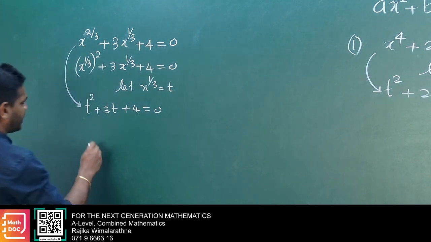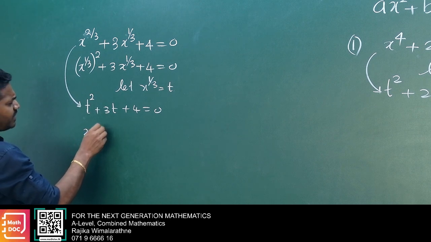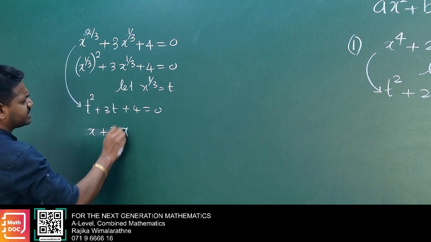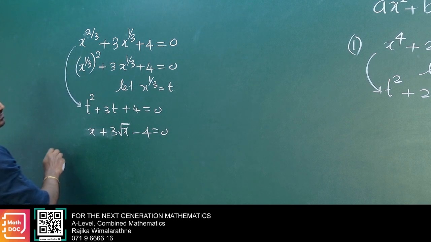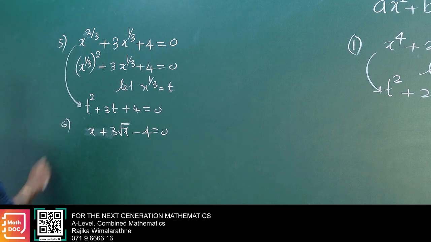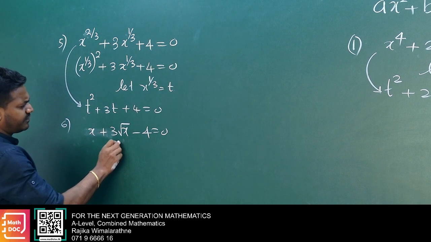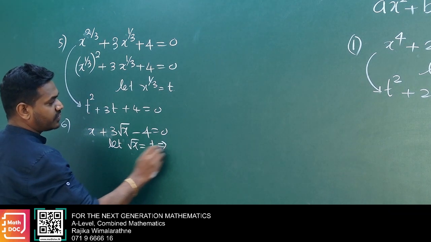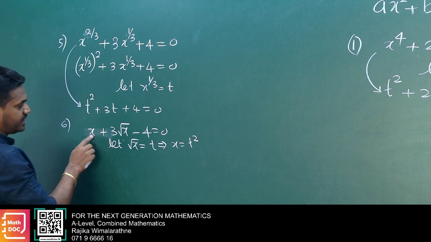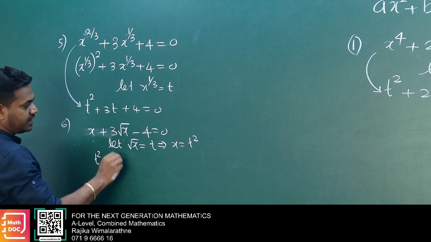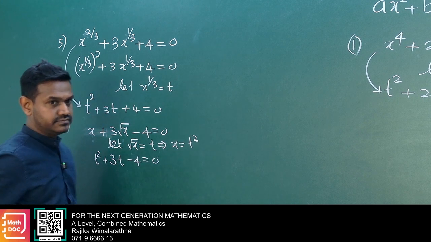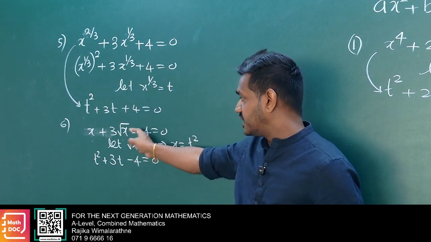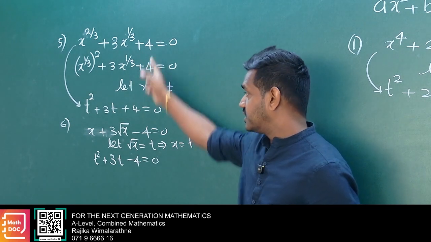See another one: x plus 3 root x minus 4 equals 0. Here x and root x. Let root x equal t. Then squaring both sides, x equals t squared. Then put here t squared plus 3t minus 4 equals 0. Likewise, you can reduce, no? So here it is reducible to quadratic form by using substitution. Write the examples.